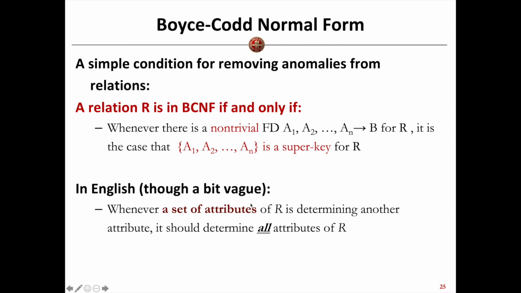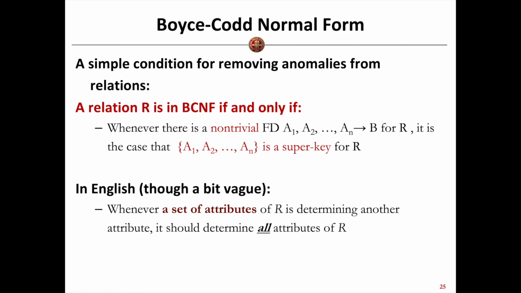We also describe it in English at the bottom. The definition means whenever a set of attributes of a relation determines another attribute, then this set of attributes should also determine all the attributes of the relation. This describes it as a superkey because A1 to AN is a superkey. It is equivalent to saying that A1 to AN can determine all the other attributes of a relation, right? This is based on the definition of the superkey we covered before. I hope you can remember these definitions in both the formal language as well as the English descriptions.